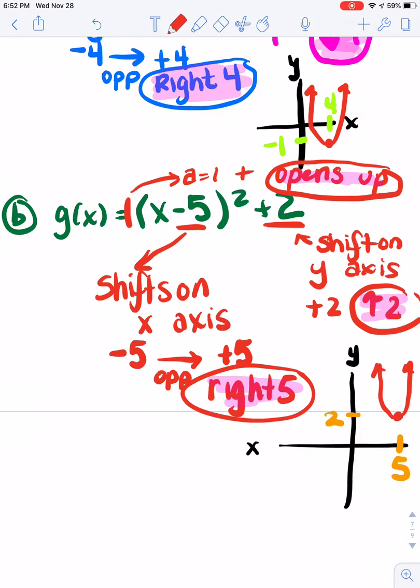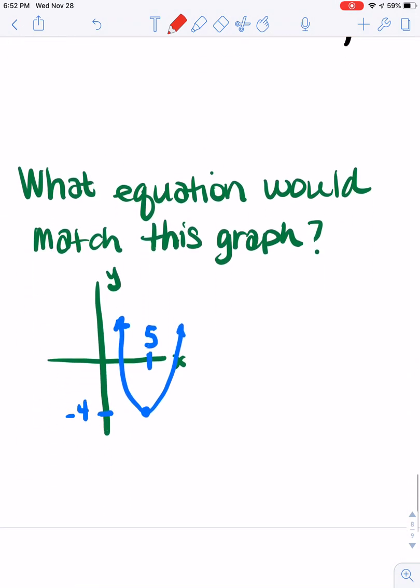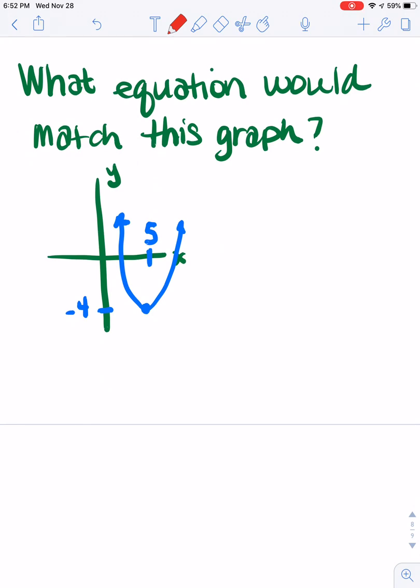Okay, the other thing that we did today was to look at a graph that's already done and try to figure out the equation. So here's a graph that's already done. Now I can see there are really 2 shifts that happen, because remember we start here. So I can see that it goes over 5 and it goes down 4.